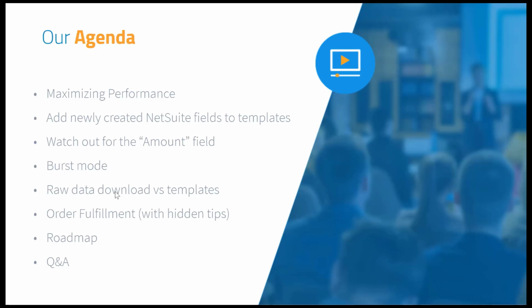And then Kevin's going to jump on and talk about fulfilling orders and how you can do that with related records. So if you've got a sales order, now you're going to have a fulfillment record based on that sales order. And I'll also show you how you can get a look at our roadmap and also submit ideas. And then we'll go through any Q&A that you've got as well. So please keep the questions coming.